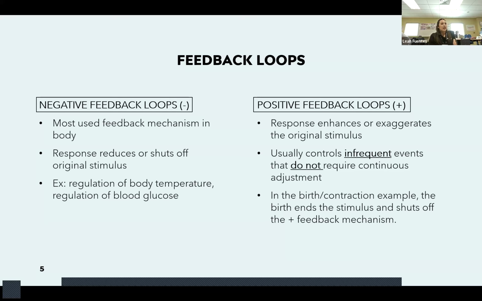So feedback loops, we have negative and positive. The most used feedback mechanism in the body are the negative feedback loops. And this is because it's kind of continuous. So it's always something going. It's a lot easier to bring something back down than to keep it going with the positive.